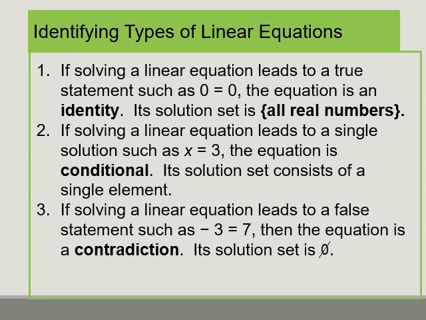So the 3 kinds of systems we have. Number 1 is an identity. Unuseful. Identity happens when we end up with a statement that says 0 equals 0. Unuseful because there's an infinite number of solutions. Conditional. One and only one solution. Very useful. That's what we're hunting for. And then a contradiction. We end up with no answers. Again, not useful.